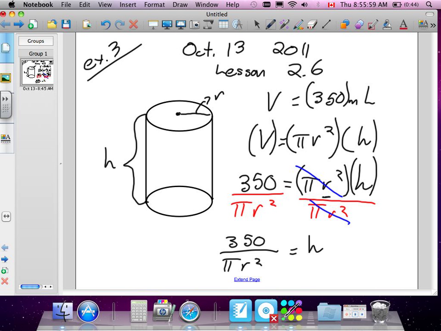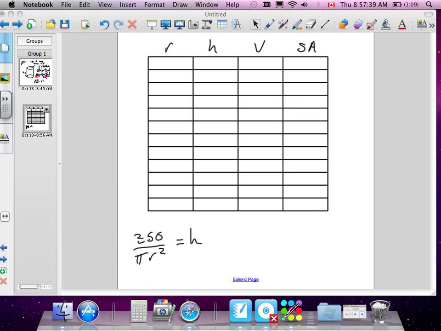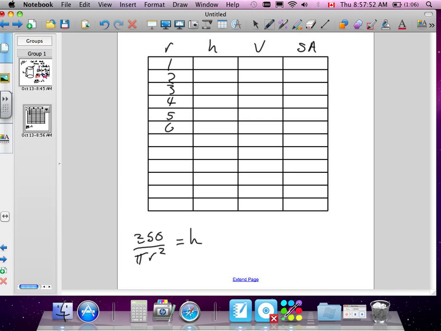Now what I want you guys to do is to make a chart, and I'll tell you how large to make it. Okay, so we've made our chart. Our chart has a row for the radius. So we're going to be plugging in numbers for the radius. We would start at 1, 2, 3, and we're going to go until we have minimized surface area. That's what the question is asking us. The volumes are all going to be the same. 9, 10, 11, 12. We're going to try up to 12.